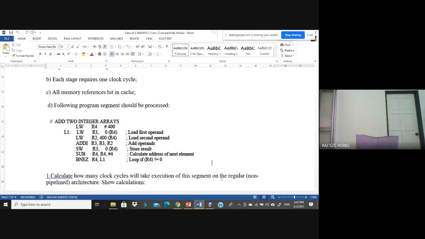Then loop 100 times. Each time there are 6 instructions, right? 1, 2, 3, 4, 5, 6. 6 multiply 100 is 600, plus that 1 becomes 601. Each one has 5 micro-instructions, 5 stages in this question. So in total, how many clock cycles? I'm going to end the poll in 10 seconds. You can try to guess if you want.